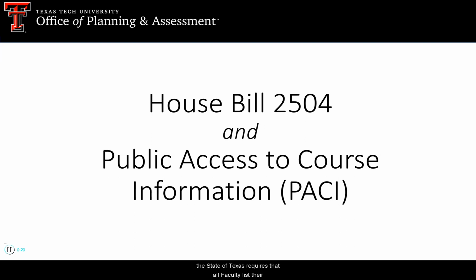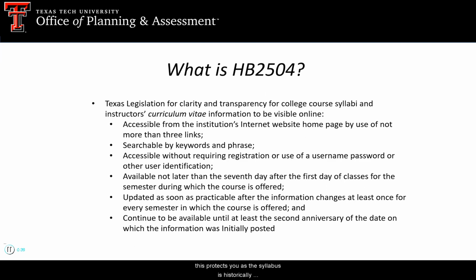all faculty list their post-secondary degrees and relevant academic and professional positions in scholarly research. This information is automatically uploaded to a public access website, which shows this information. Why? For transparency and clarity. Students and parents may wish to see who is teaching their course and what credentials they have. Similarly, in the event of a grade dispute, this protects you as the syllabus is historically archived online.